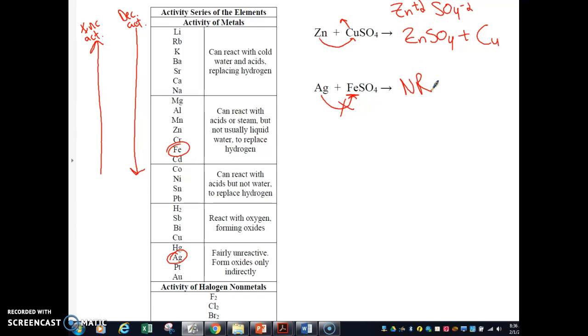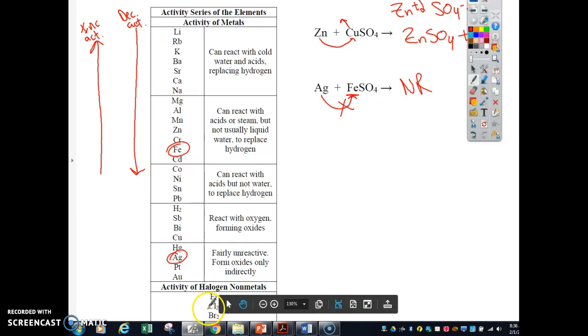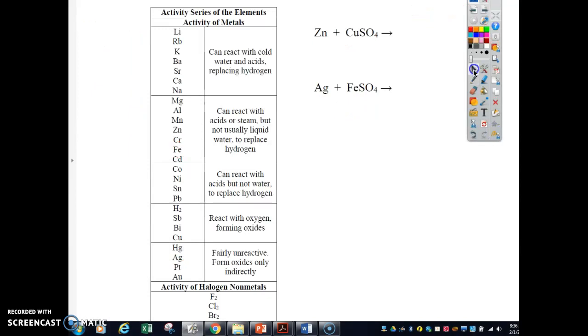All right, so remember, the main thing, the more reactive element is going to be the one that is in the bottom. Now you can also do some examples with the halogens, where one halogen might replace another, but it's the same general idea there.